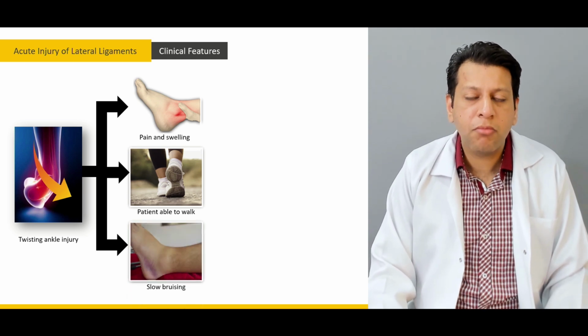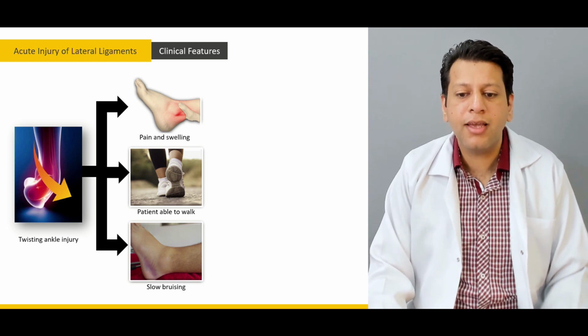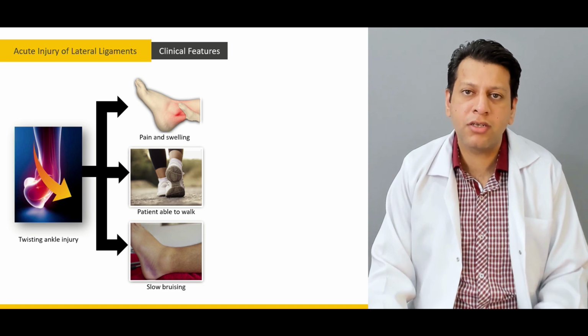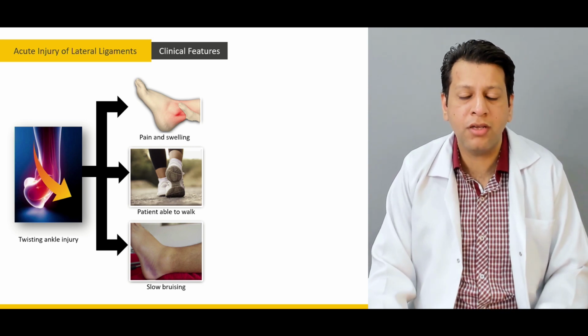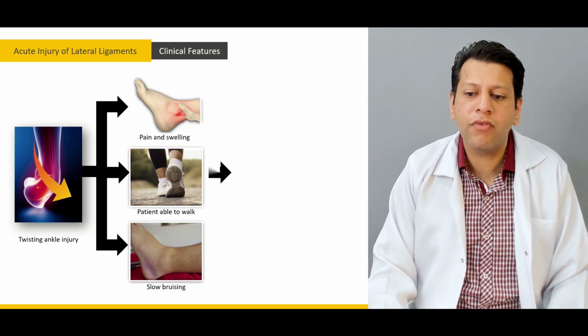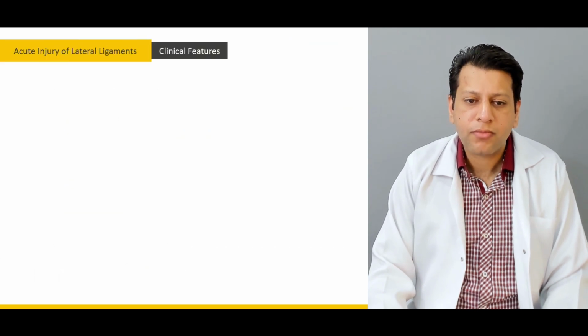And sometimes there may be bruising or ecchymosis which may be visible on the lateral side, and that is actually the criteria. We divide them into the different grades. That is either grade 1, grade 2 or grade 3, and then you initiate the treatment regarding the acute injury of the lateral ankle sprains.